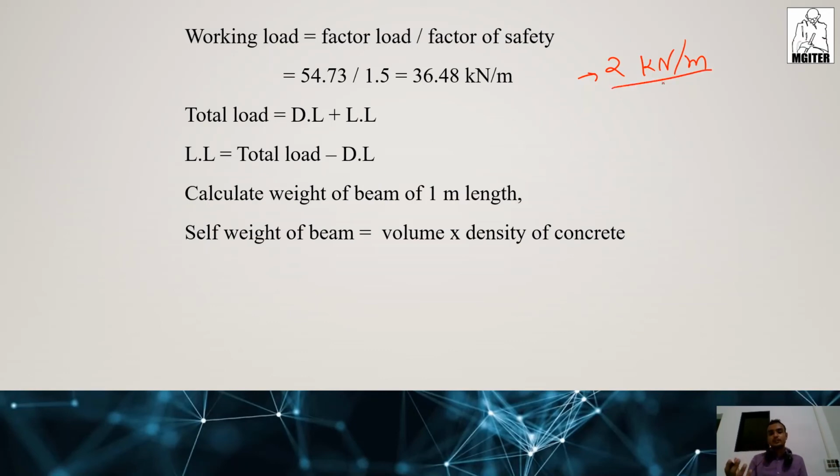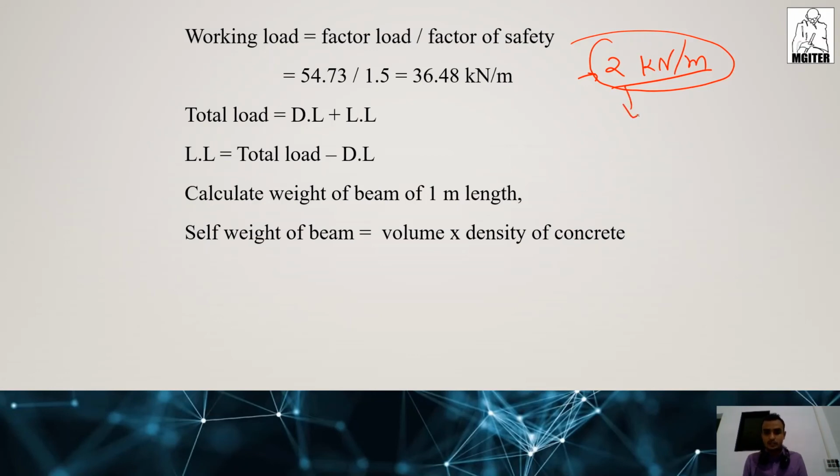But in the future, this load will be increased. Which I assume is a service load, 2 kilonewton per meter. It will apply for the whole life of the structure, but at some point, under some condition, this load will be increased. Sometimes your load will be more than 2 kilonewton per meter. Then what? Your structure will collapse or create a crack.